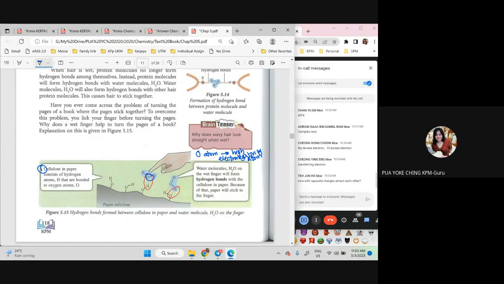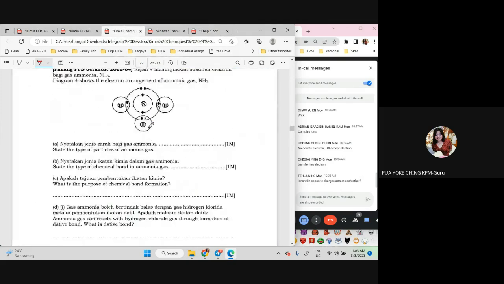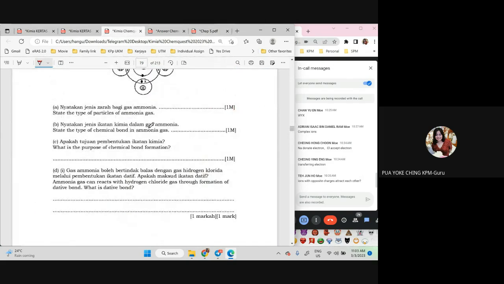Okay, untuk chapter 5, hydrogen bond, dative bond, metallic bonding, semua ni adalah syllabus yang baru. Okay, kalau you tengok past year paper, saya rasa tak ada. Okay, tahun lepas tak keluar. Okay, tahun lepas there is no hydrogen bond.